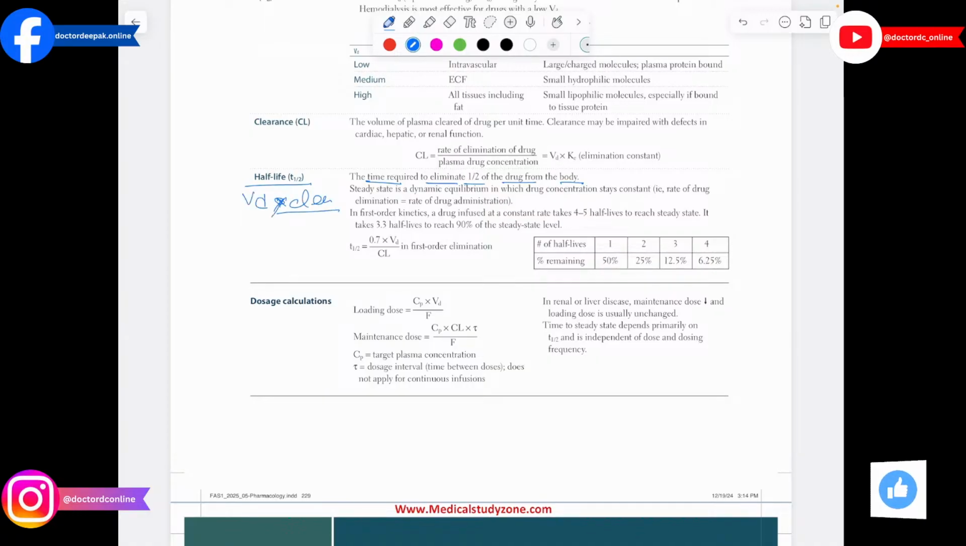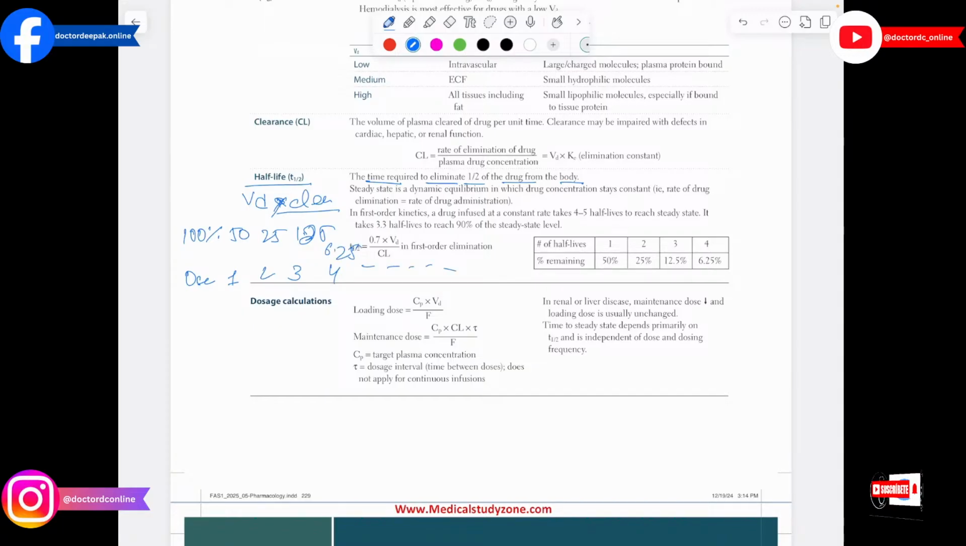Okay? If I make a graph, at 0 seconds there is 100% concentration. In the first half-life it becomes 50%. In the second half-life it becomes 25%. In the third half-life it becomes 12.5%, and in the fourth half-life it becomes 6.25%, and it keeps decreasing like this.